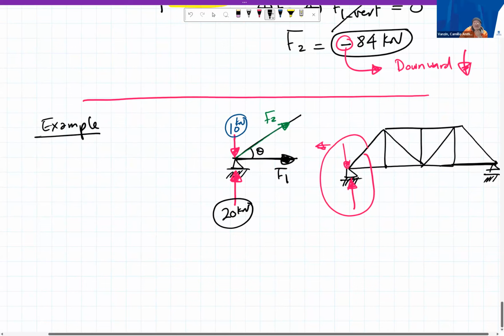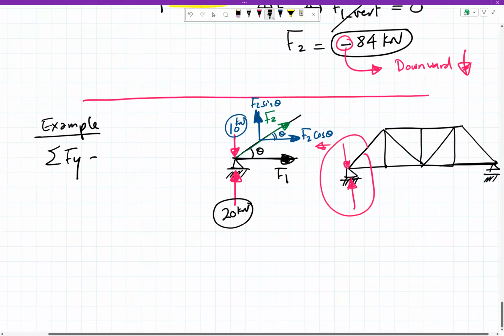So what you will do first, you will need to find the two components of F2, right? I'll try to make it simple as much as I can. So this is F2 cosine theta, this is F2 sine theta, right? Now if I ask you to apply the formula for Fy equal to 0, how many forces in Y do we have at this point? 2. This one, and the bottom one, 10 and 20, and this one. So we have 3.